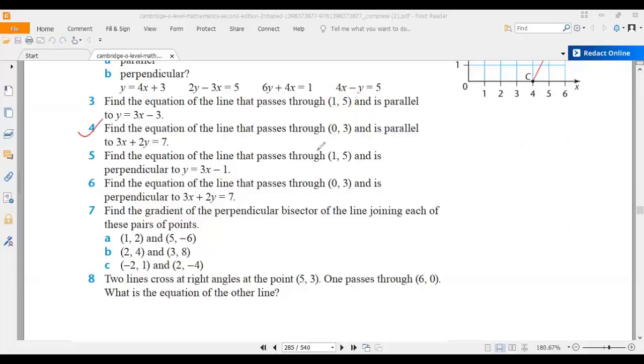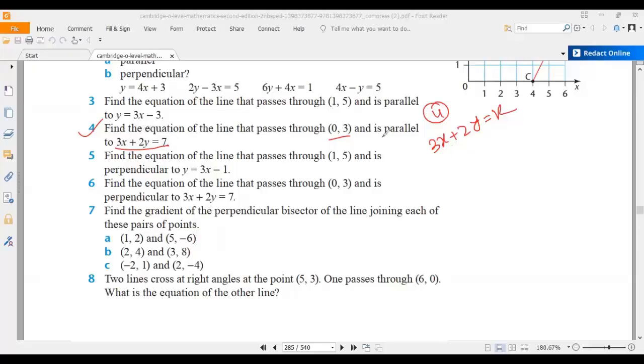Now, question number 4. Find the equation of the line that passes through (0, 3) and is parallel to 3x plus 2y equal to 7. Actually, both are the same. So here we can solve this problem in two different ways. The parallel line of this one will be 3x plus 2y equal to k. If two lines are parallel, then the gradient should be equal, so the coefficients of x and y will not change.